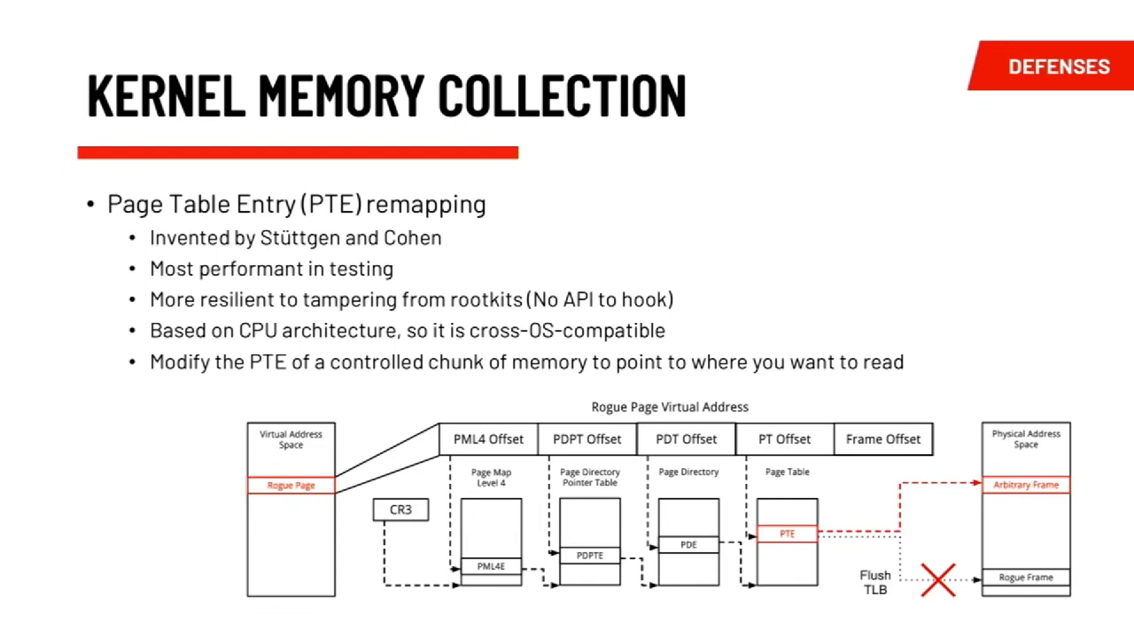And then afterwards you flush a CPU cache called the translation look-aside buffer, which just caches the old value of that PTE. So once you flush that, you can now reread that same virtual address, which will be backed by whatever physical address of your choosing. Now, this technique is extremely fast, doesn't require any OS APIs, and it was our approach of choice.